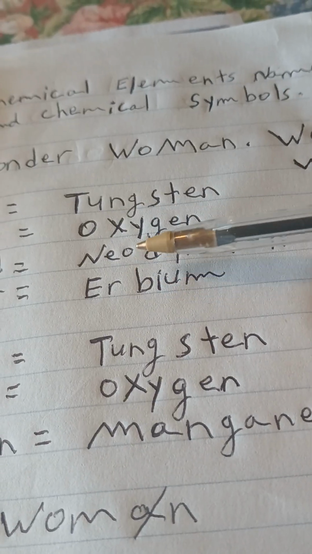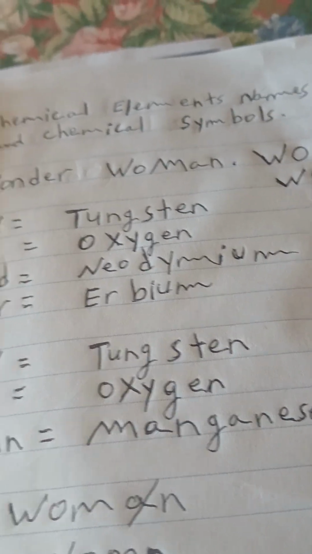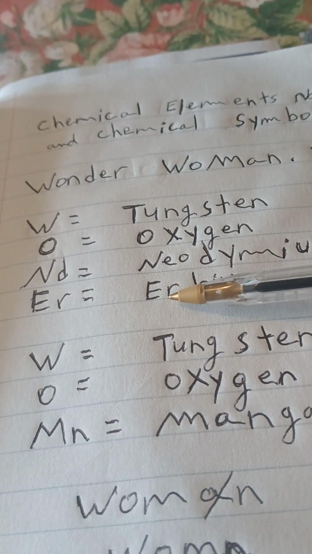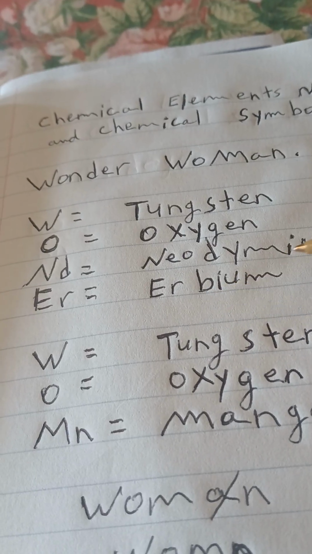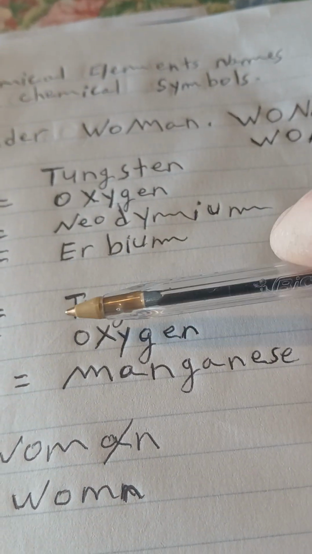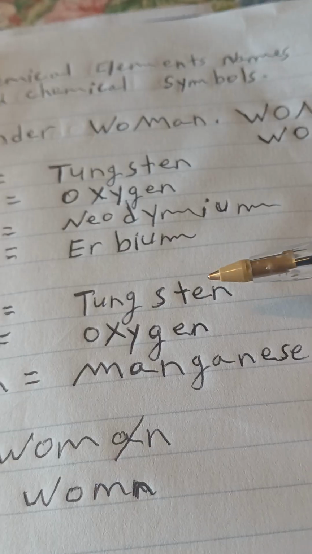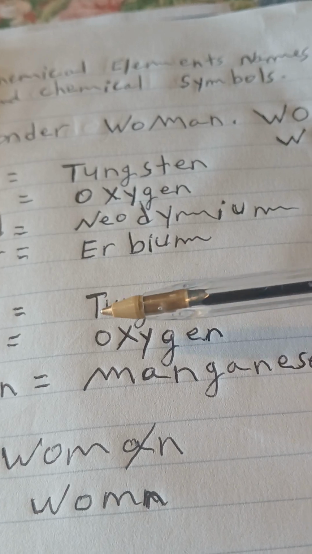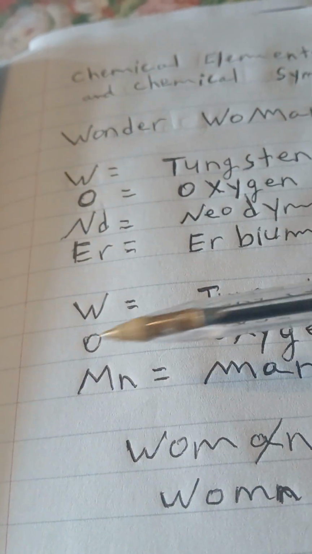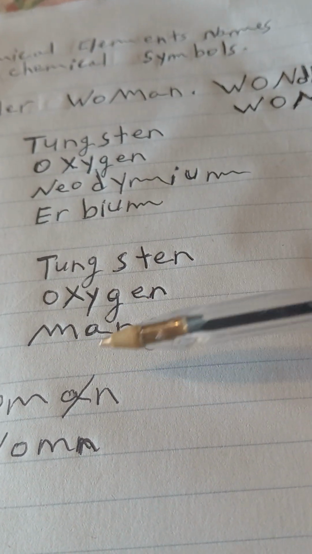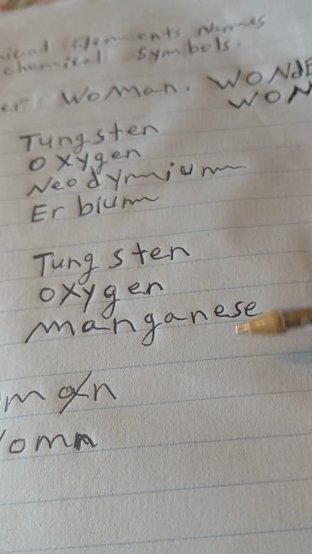NEODYMIUM. Capital E and a small r is for erbium. Capital E, small r, ERBIUM. Now we go to woman. Capital W is for tungsten. TUNGSTEN. We got capital O for oxygen. OXYGEN. And then we got capital M and a small n for manganese. MANGANESE. Manganese.